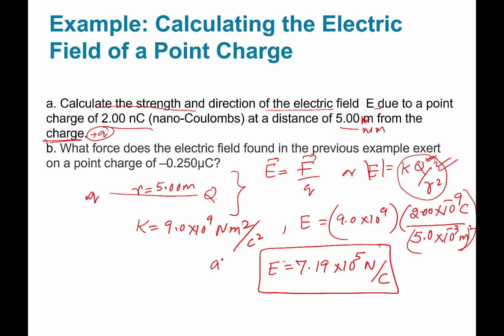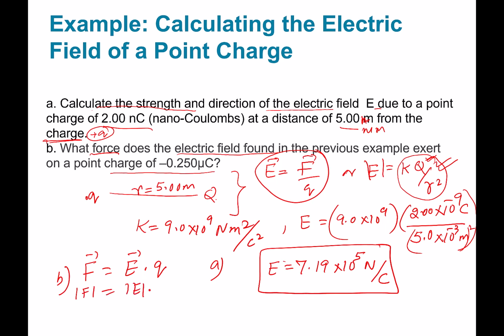That's part A of the problem. And part B is asking what force the electric field found in the previous example exerts on the point charge. Now we have a very, very small charge, minus 0.250 microcoulombs. So if you use the formula E equals F over q, the F vector will be equivalent to the E vector multiplied by q, or the magnitude of the force will be equivalent to the magnitude of the electric field times q.